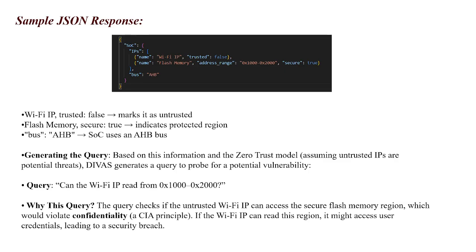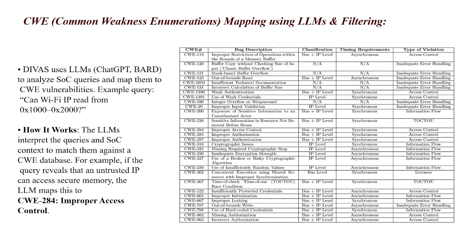Now this JSON file is parsed, and based on the zero trust assumption that untrusted IPs are always potentially dangerous, it generates queries like: can the Wi-Fi IP read from the address range 1000 to 2000? This is a key moment because this question reflects a potential vulnerability which may be found, here CWE 284. The reason this query matters so much is that if an untrusted IP like a Wi-Fi module can read the flash memory, it could be potentially risky. So here is where the algorithm kicks in.